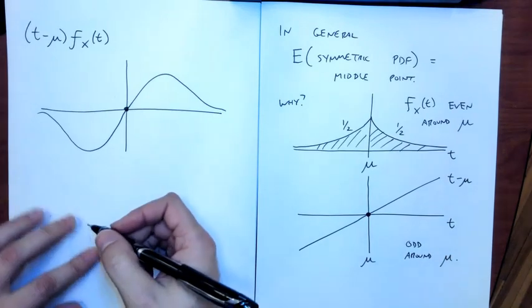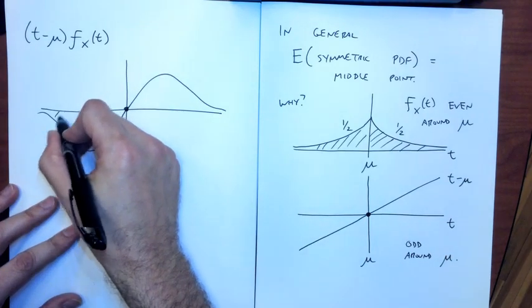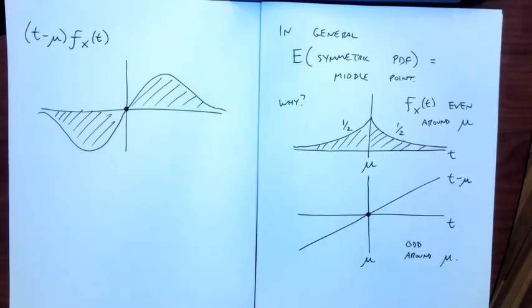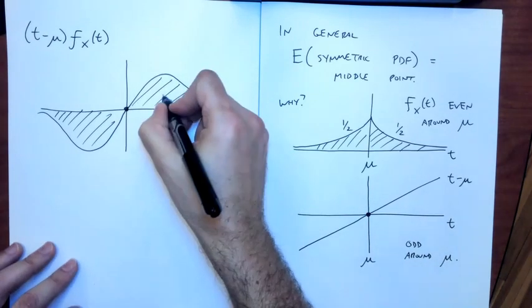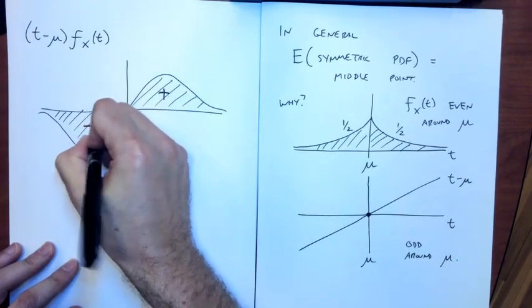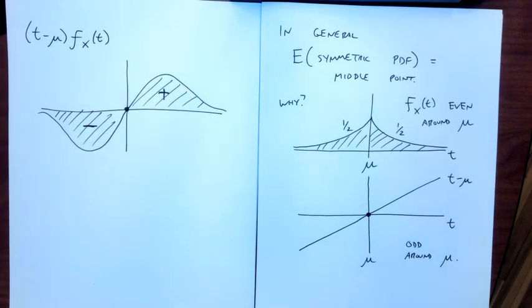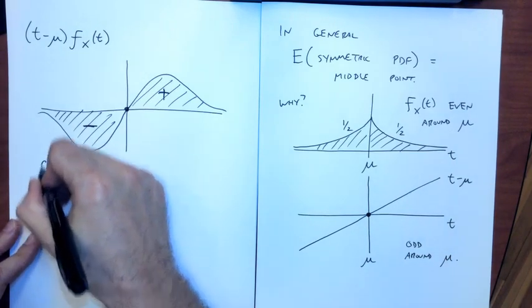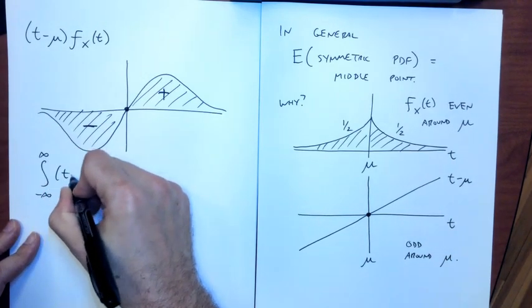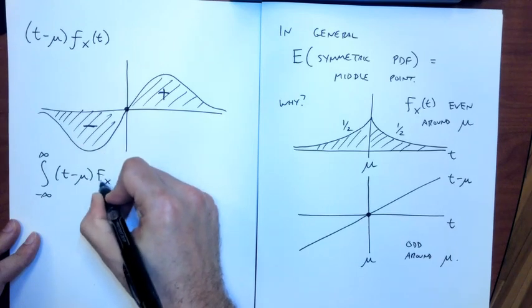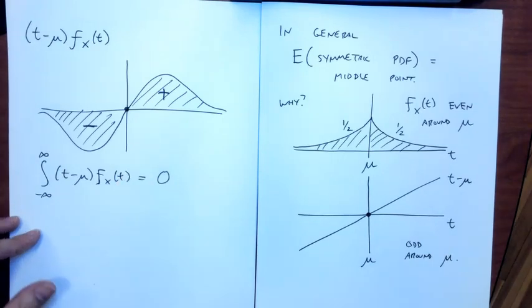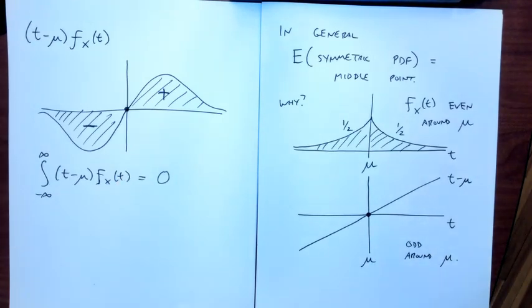And what that means is that this area and this area are going to be the same, but one is going to be positive and one is going to be negative, right? So these things are going to cancel each other out. Why do I care about this? This is a different way of saying that if I were to integrate t minus mu times this PDF, I should get 0, right? Because the area on the right-hand side is entirely canceled out by the area on the left-hand side.